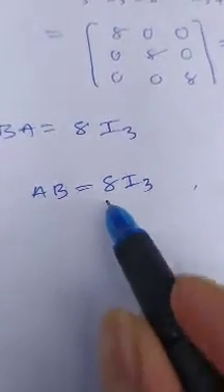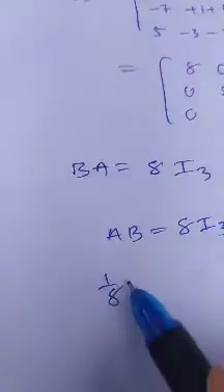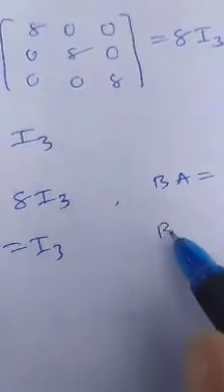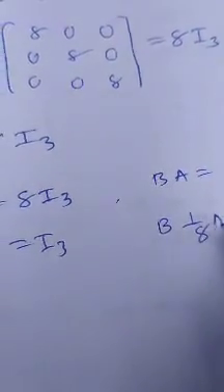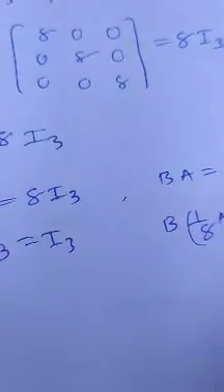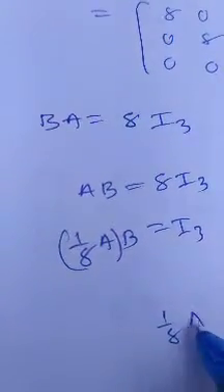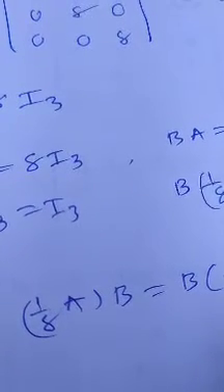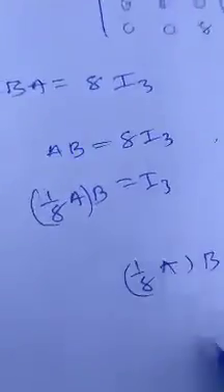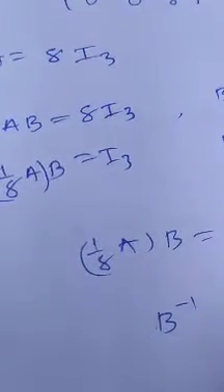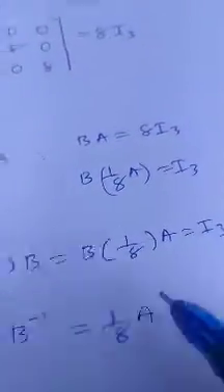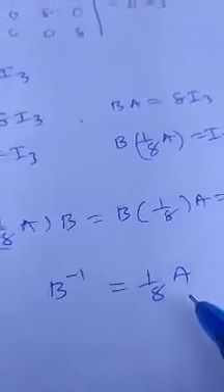If I multiply by 1 by 8, here you will get 1 by 8 into A into B, which equals I3. And from this, B into 1 by 8 into A is equal to I3. That means here, what is the B inverse? B inverse is 1 by 8 into A. So to get B inverse, directly you can multiply A by 1 by 8, you will get B inverse.